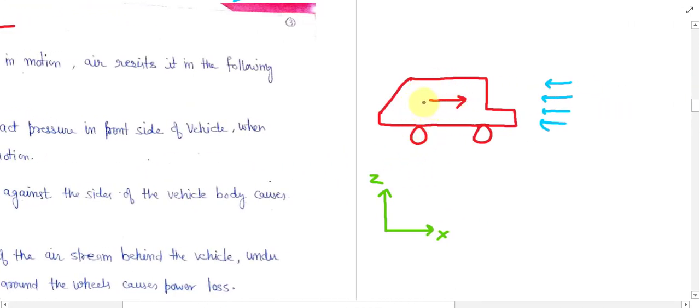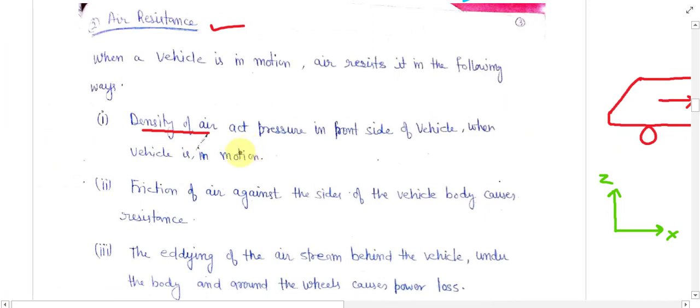For this we are moving to this diagram. This is our vehicle moving in this direction. The front portion will act as an impact of this air, and this pressure of air depends on the density of air. I draw this diagram in the vertical plane. So this is your z-axis, and this is your longitudinal axis, or the longitudinal axis is always the x-axis.